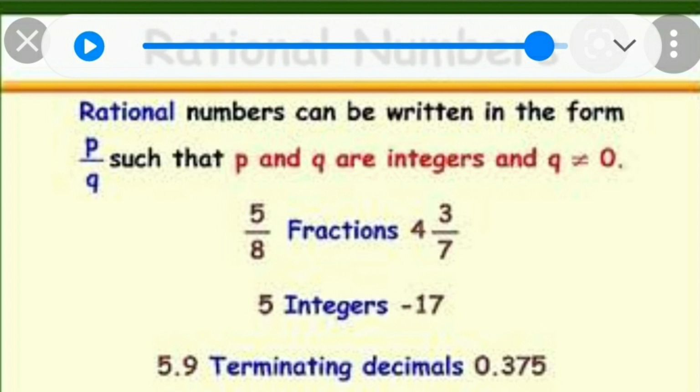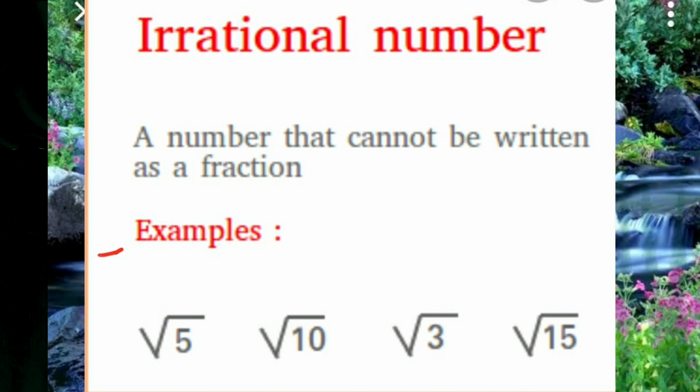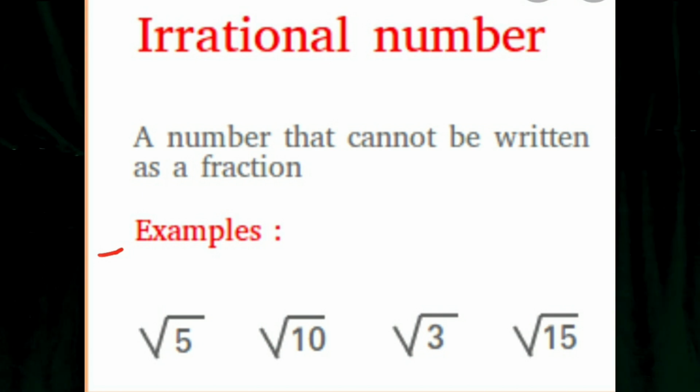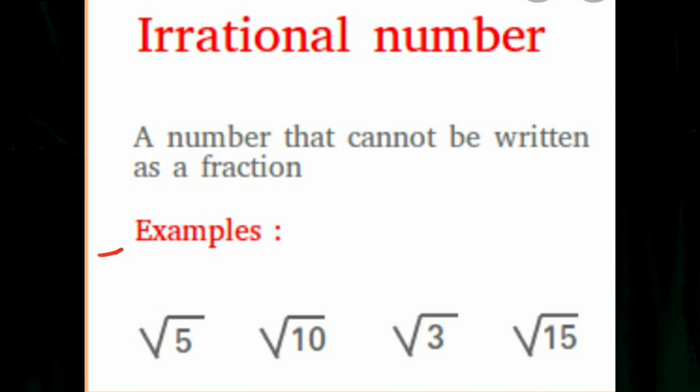Next, moving on to what I mean by irrational numbers. The numbers which cannot be expressed in the form of P by Q are called irrational numbers. You are already familiar with pi, 22 by 7, 3.14. These are examples of irrational numbers.